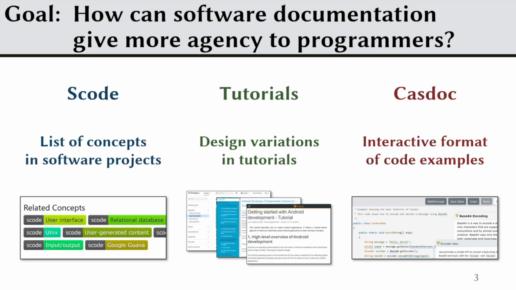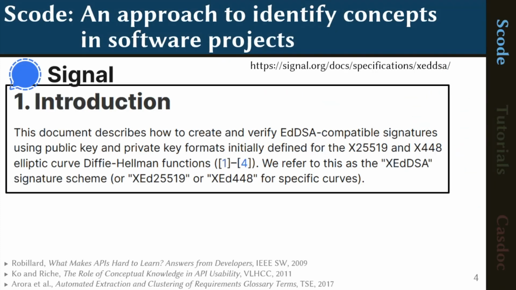So let me go through them. First thing first with code. It's an approach to identify what are the concepts related to a specific project. I'm talking about a specific project, so think about an API, but it could be end user software as well. I make this link for this project between the project and its documentation. If the documentation relates to some concepts, then I assume that the project will relate to those concepts and vice versa.